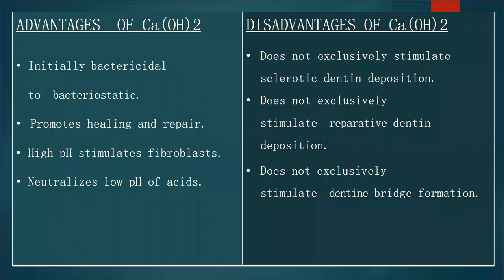Now, we will be discussing the advantages and disadvantages of calcium hydroxide. Advantages: initially it has a bactericidal effect, then a bacteriostatic effect, and it promotes healing and repair. High pH stimulates fibroblasts and it neutralizes the low pH of acids. Disadvantages of calcium hydroxide include that it does not exclusively stimulate sclerotic dentin deposition, reparative dentin deposition, or dentin bridge formation.